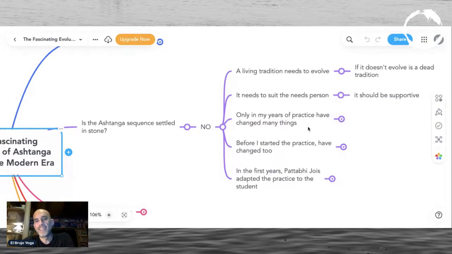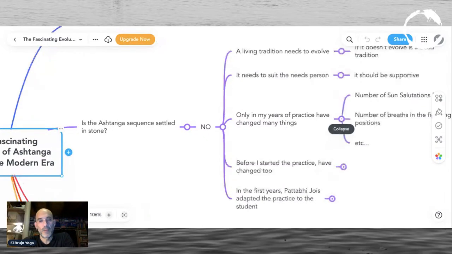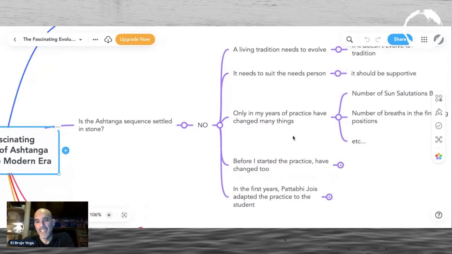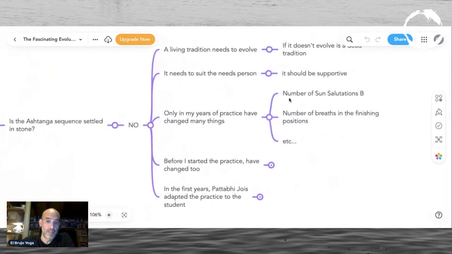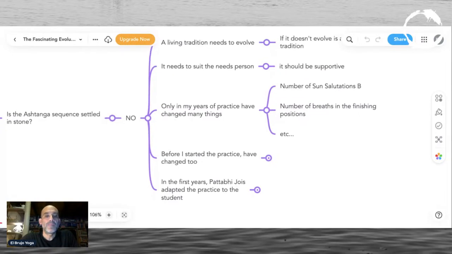Only in my years of practice, many things have changed. When I started to practice, many things have changed since then, like the number of sun salutations. When I started to practice, I was practicing 5 and 5. Now they are 5 and 3, I think. The number of breaths in the finishing positions as well, before they were more, etc. There are many things that have changed along the years.